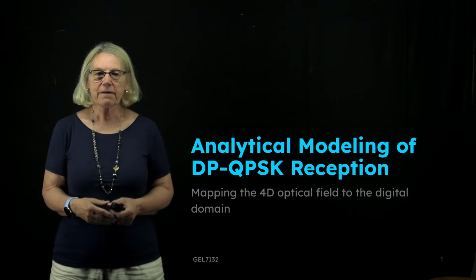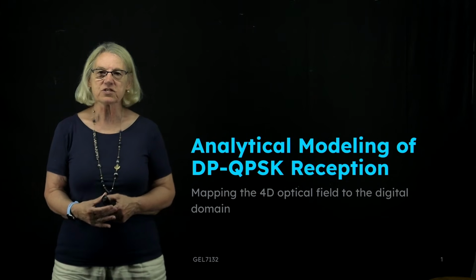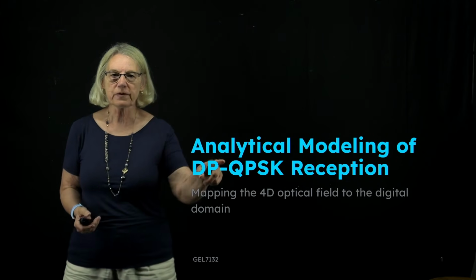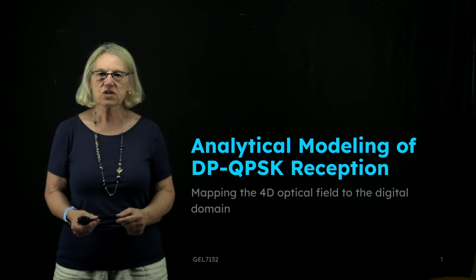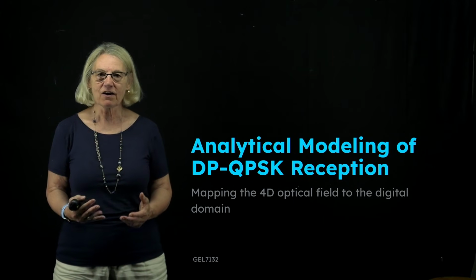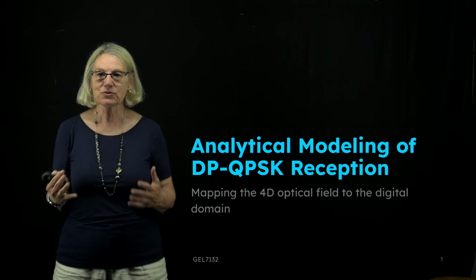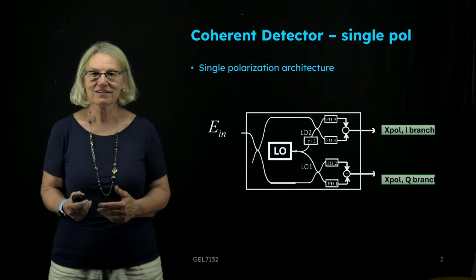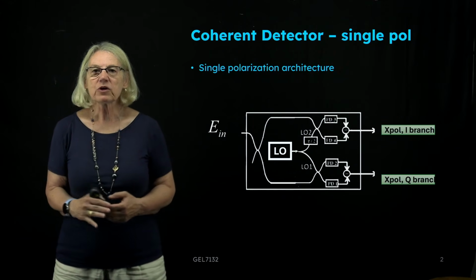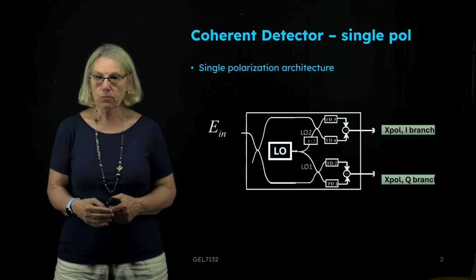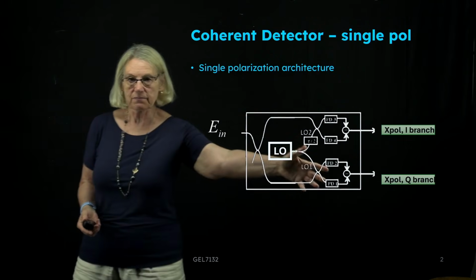And next we're going to talk about the analytical modeling for what is going on during dual polarization QPSK reception. So this is our way of mapping our optical field to the digital domain. So remember when we looked at the coherent detector for a single polarization, the architecture was something like this.